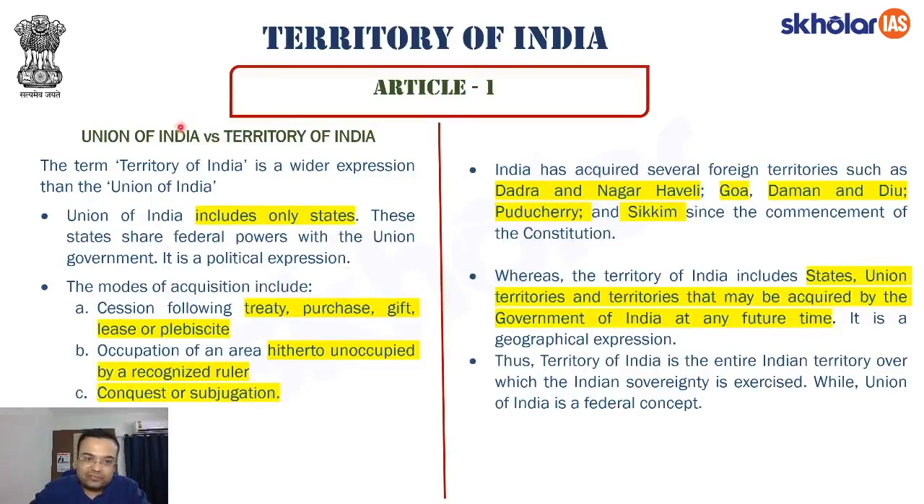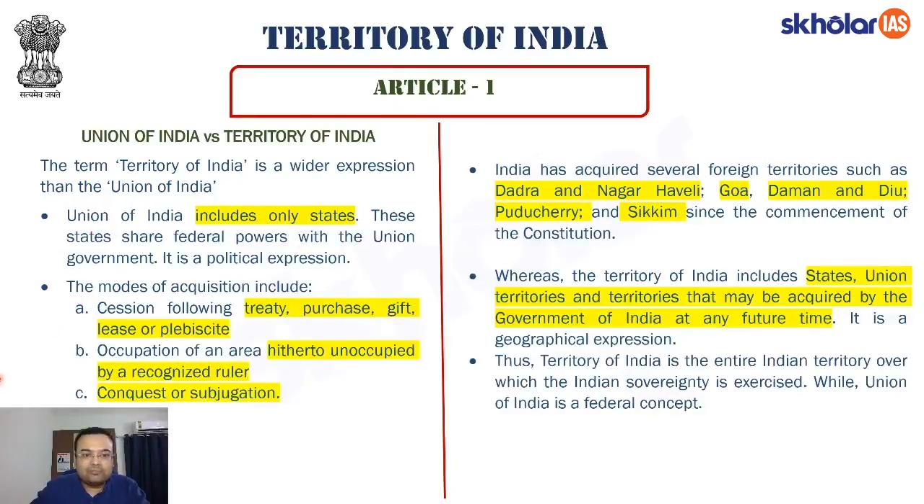These states share federal powers with the union government, and it is a political expression. So what exactly is the difference between Union of India and Territory of India? Whenever we say Union of India, essentially what we are trying to say is all the states that form the Union. These states will have some federal powers. Power is being shared between the Union and the states. This is what we call the Union of India.